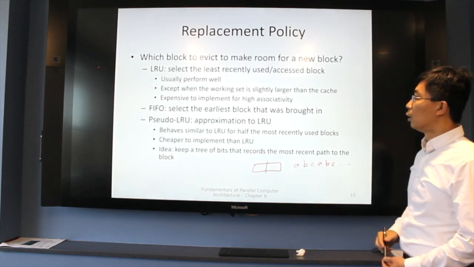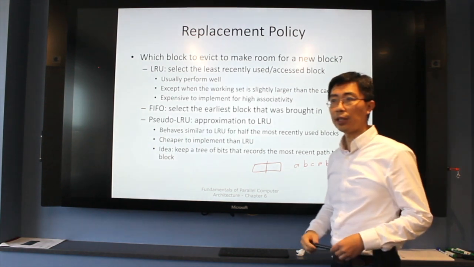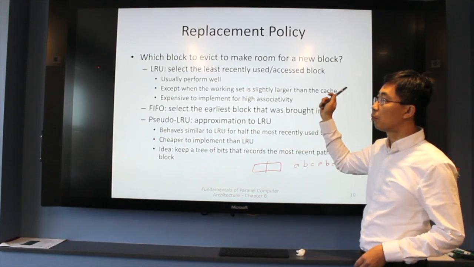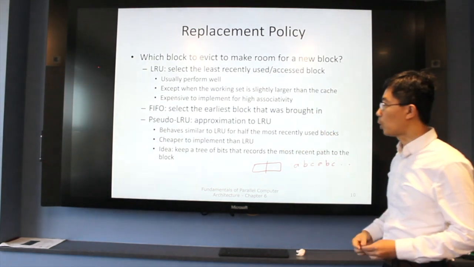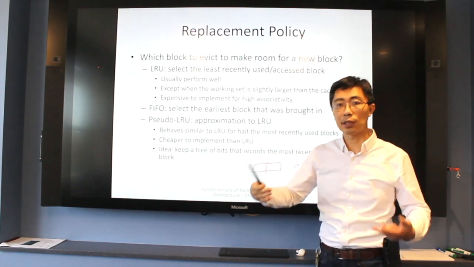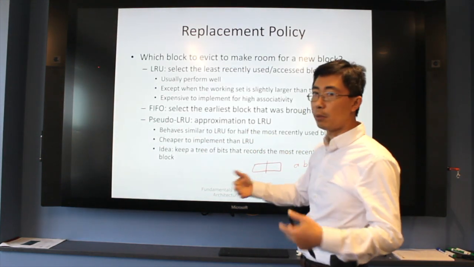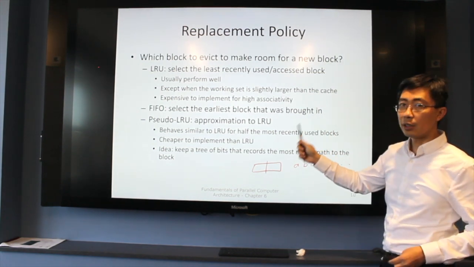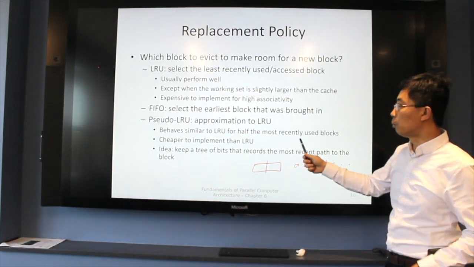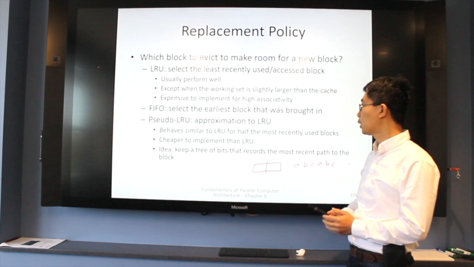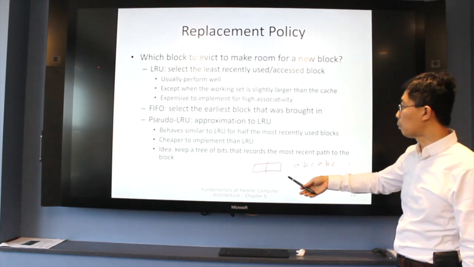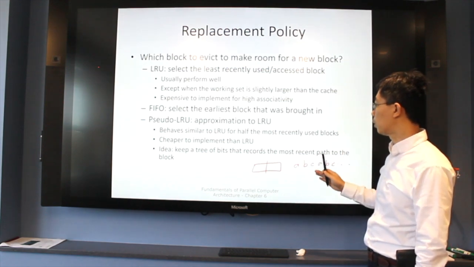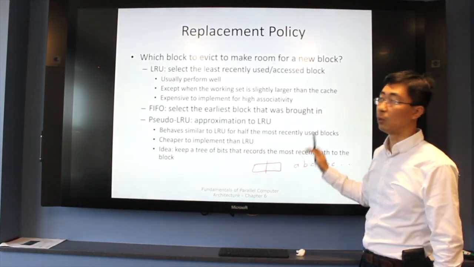So that's LRU. There's also FIFO, first in, first out. It doesn't do as well as LRU in most cases. Most practical implementations of caches actually use something like a pseudo-LRU. It's an approximation to LRU. LRU is somewhat more expensive to implement, so pseudo-LRU is a cheaper way to implement it. It behaves similar to LRU in terms of miss rates, but is cheaper to implement. And the idea here is to keep some tree of bits to record the most recent path to the block.